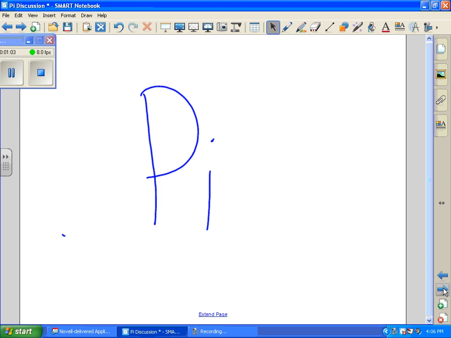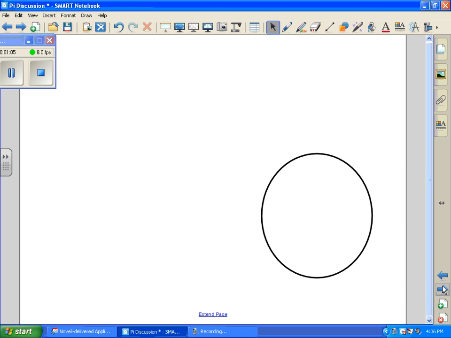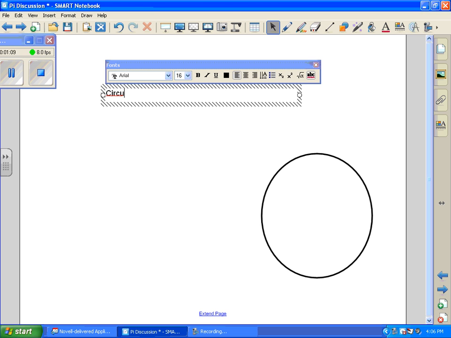So what we're going to be talking about tonight is how we actually come up with the value for pi. Before we can do that, we need to have some terms that we are familiar with, so we are going to review. The first thing we need to talk about is circumference. Circumference is, as you probably know, the distance around a circle.